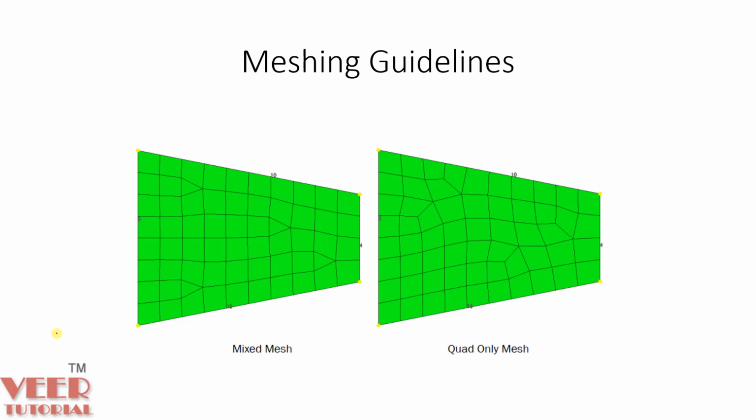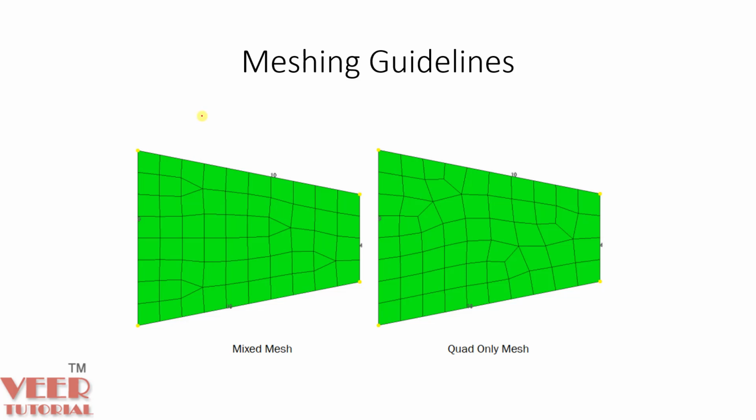So in this lecture, we are going to learn about different rules and guidelines that are usually followed while creating a 2D mesh. And these guidelines are always followed in the industries, and it is very important to understand the meaning of these guidelines and why they are useful.